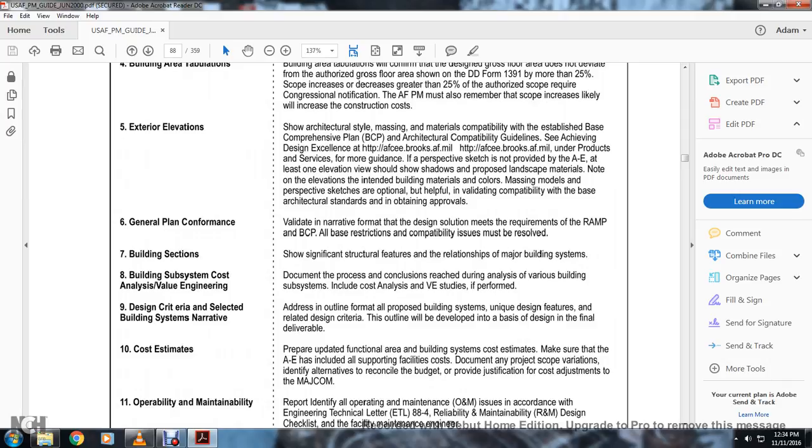In a validated narrative format, show that the design solution meets the requirements, the management plan, and the base comprehensive plan. All base restriction and compatibility issues must be resolved.